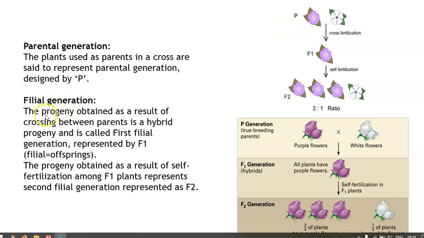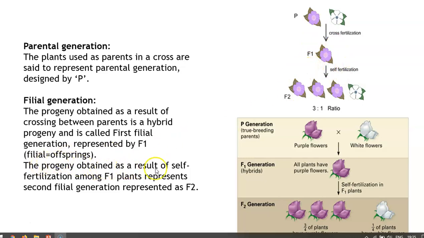Filial generation. The progeny obtained as a result of crossing between parents is a hybrid progeny and is called filial generation. The first filial generation is represented by F1. Here, the offspring produced as a result of the cross between the parental generation is called the F1 generation.